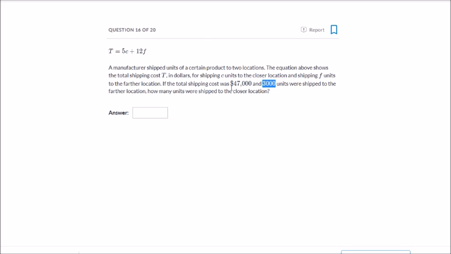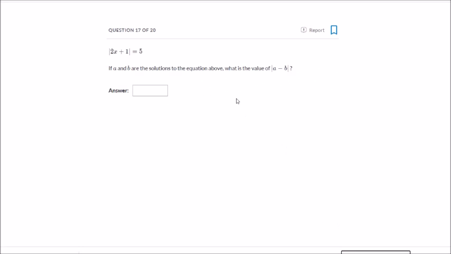So the total shipping cost is 47,000, and F is the farther location. So put 3,000 in the F, and you'll get 36,000. The total is 47,000. 47,000 equal 5C plus 36,000. Subtract 36,000, 11,000 equal 5C. So C is 2,200. I hope I did not get that wrong, because it will be really embarrassing.